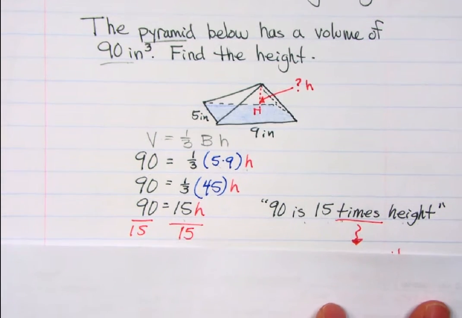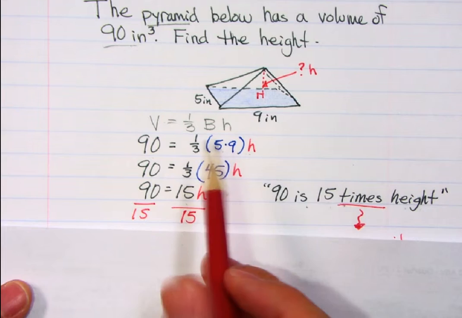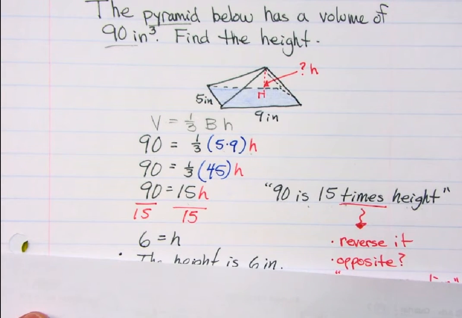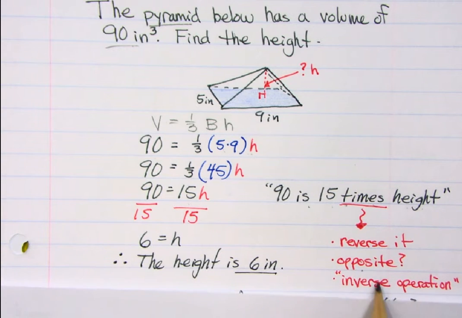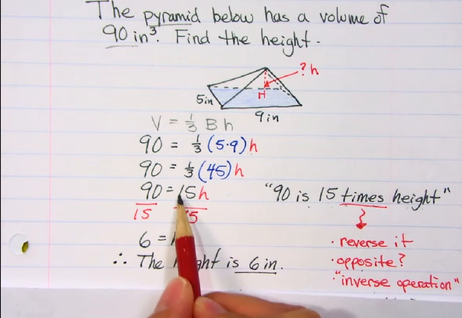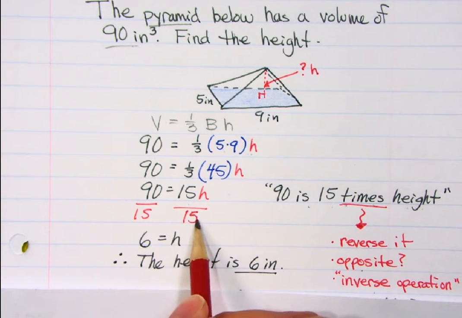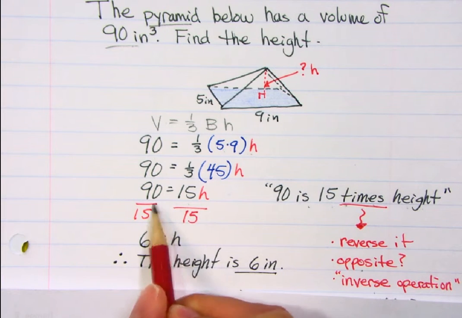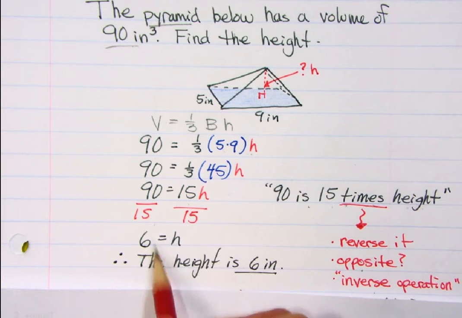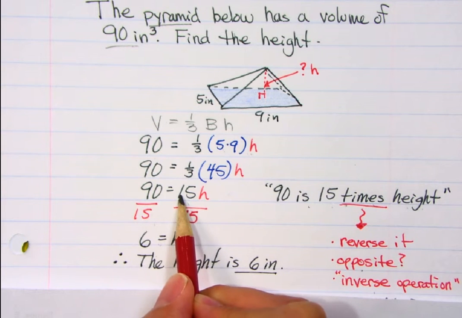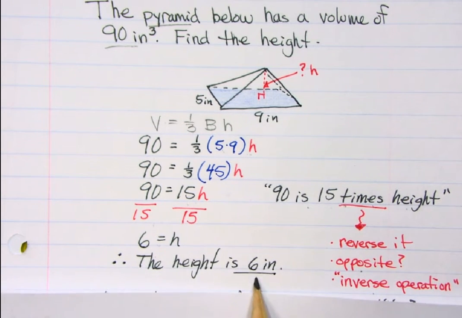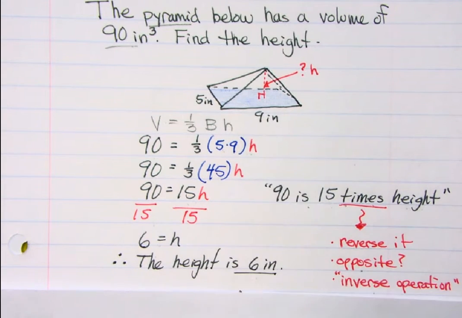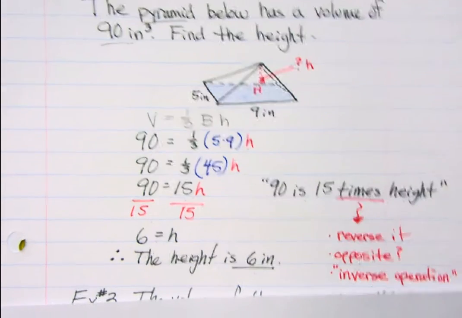15 times what gives me 90 is what you should be asking yourself. We're going to use a little bit of algebra here and solve this. Let's reverse this. Instead of multiplying, I do the inverse operation. Instead of 15 times h, I'm going to divide by 15. Whatever you do to one side, do to the other. 90 divided by 15 is 6. That makes sense, 6 times 15 is 90. So I worked backwards and found the missing part. Now I know the height of this pyramid is 6 inches.